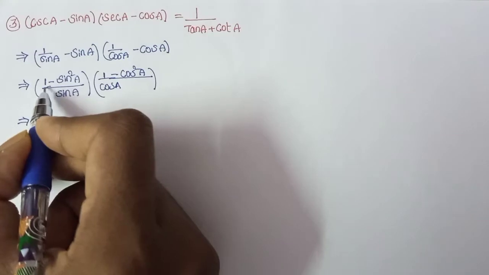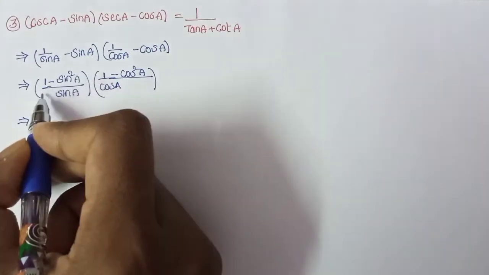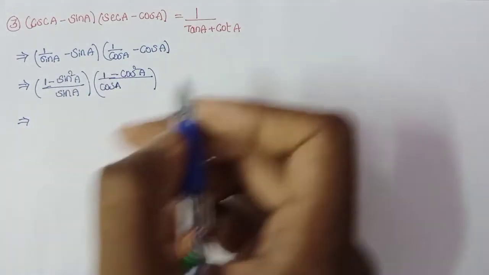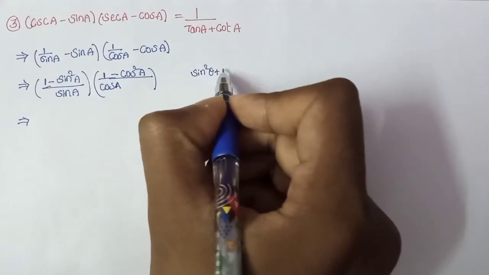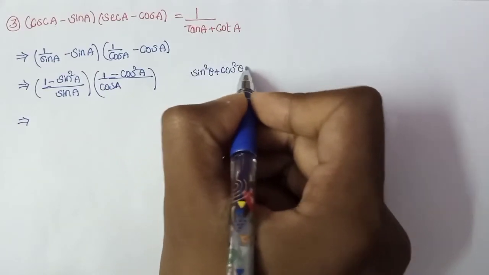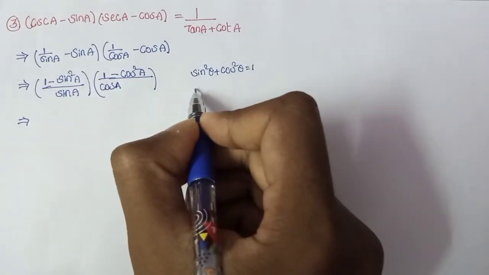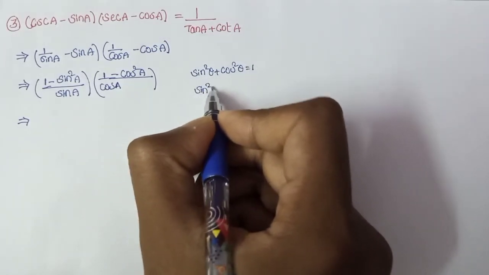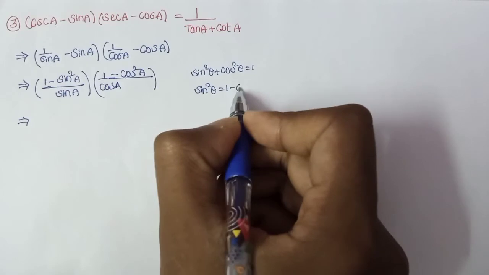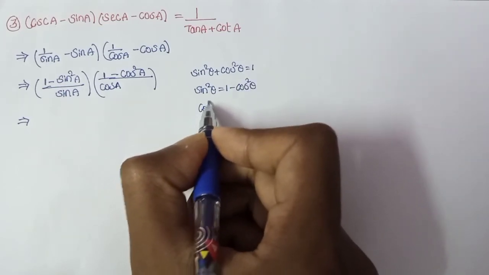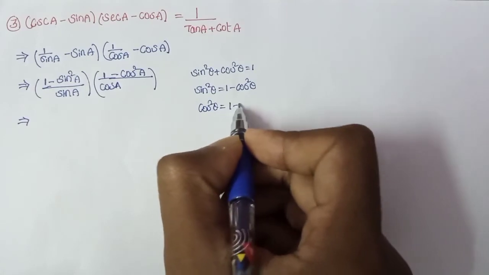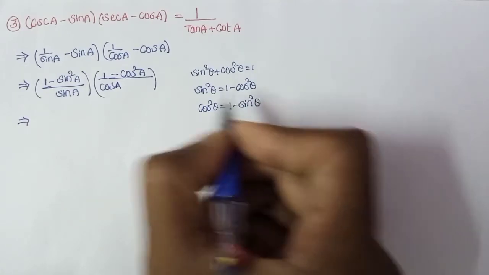Here 1 − sin square A is cos square A. How? We have the relation sin square theta + cos square theta is equal to 1. The next one is sin square theta is equal to 1 − cos square theta. And the next relationship is cos square theta is equal to 1 − sin square theta.